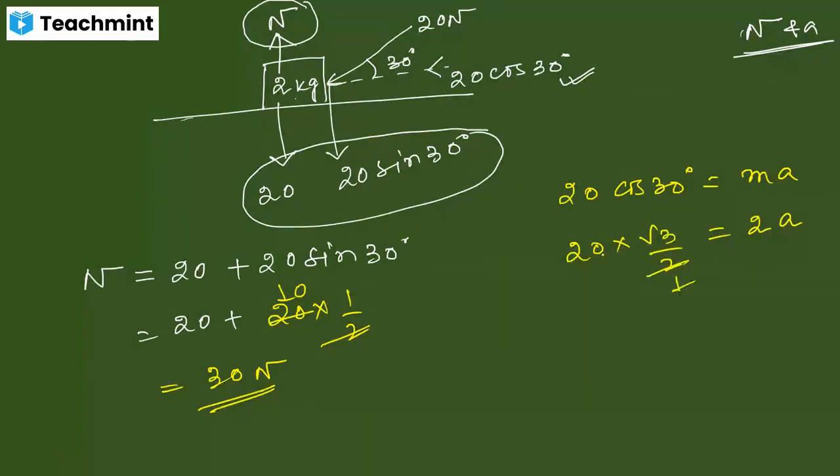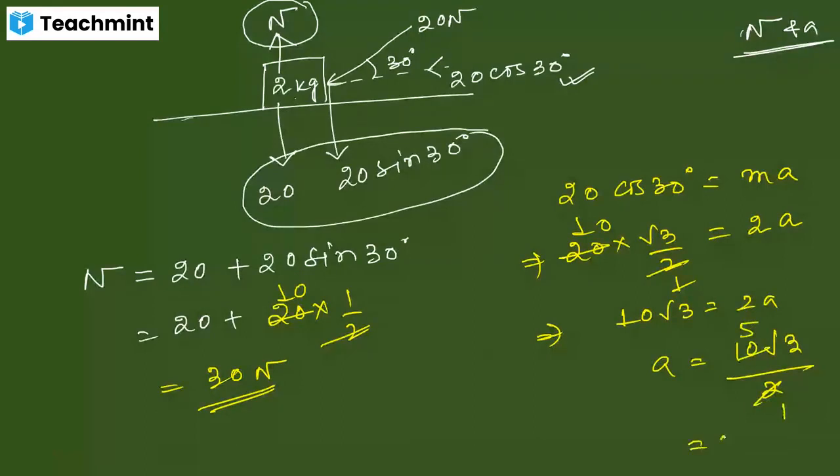So 2 ones are 2, 2 tens are 20. So how much am I getting? This is 10 root 3, equals 2a. So acceleration has the value 10 root 3 divided by 2. So 2 5s are 10, that equals 5 root 3 meter per second square.